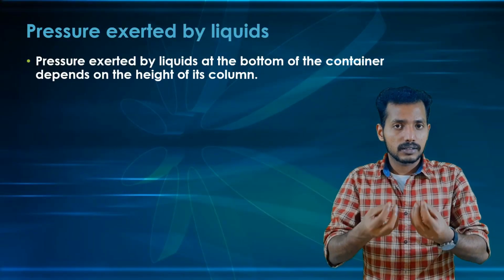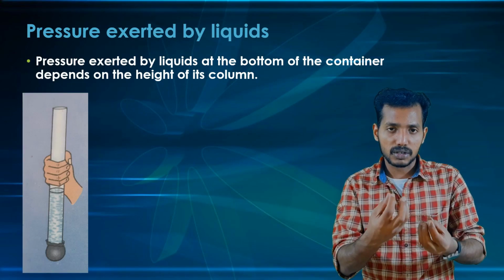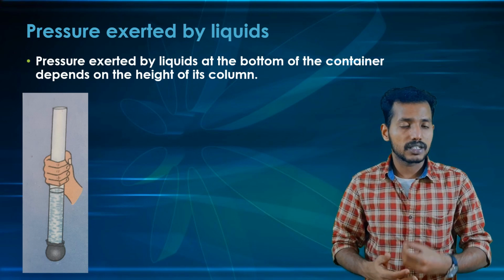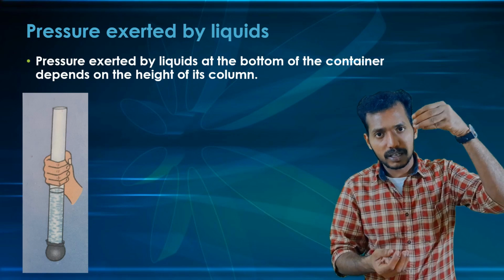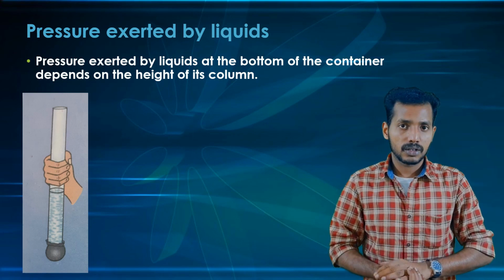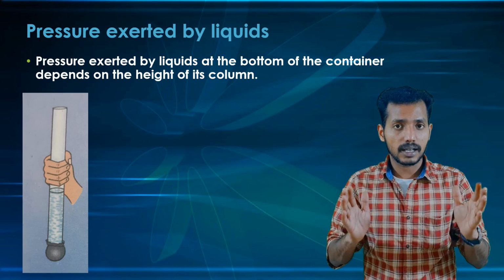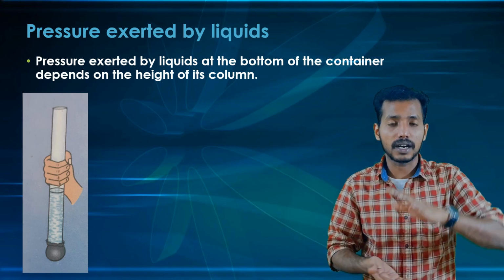Take a glass tube, take a rubber sheet and tie it on the bottom part. And take some water and pour it into the glass tube. You can observe that as you are pouring the water, the bottom part, that is the rubber sheet, gets bulged out. Why does this rubber sheet get bulged out? It is because of the pressure exerted by the water on the rubber sheet. So we can conclude that liquids exert a pressure on the bottom of the container.